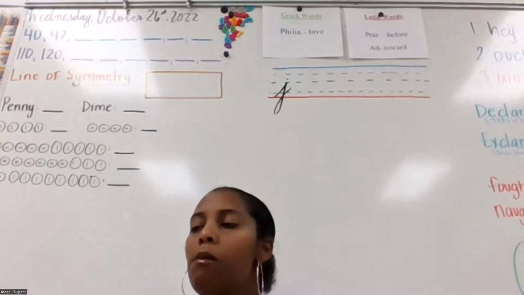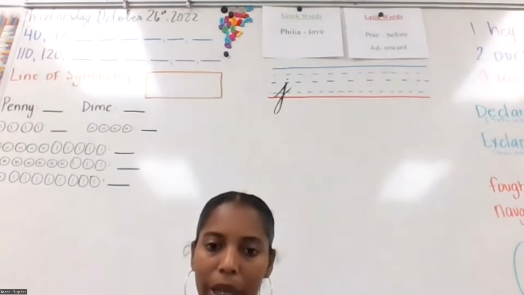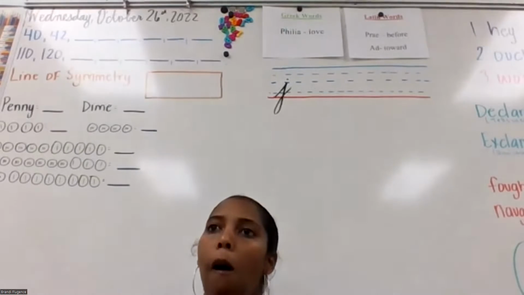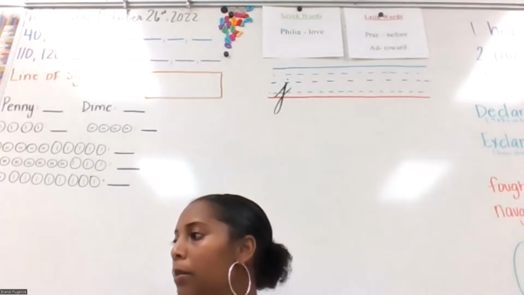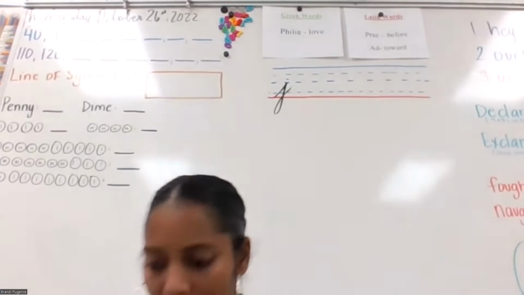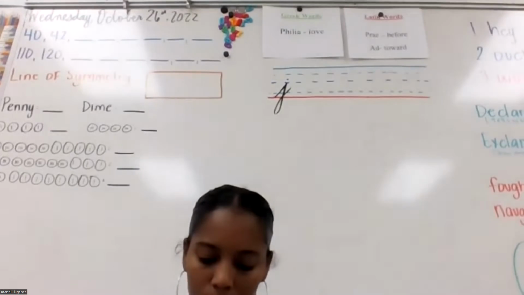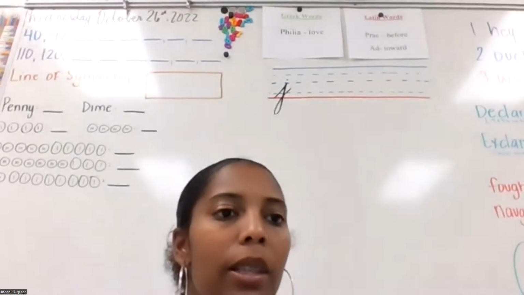Next row. 3 minus 0 equals 3. 5 minus 5 equals 0. Back to you, Braylee. 7 minus 0 equals 7. 3 minus 3 equals 0.